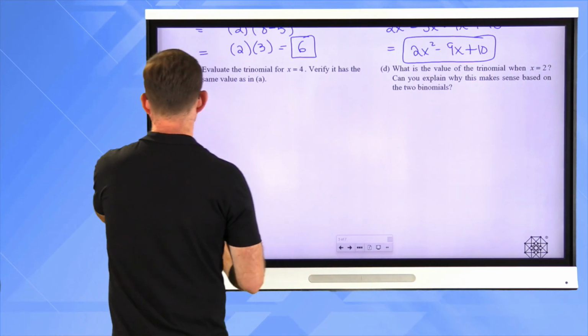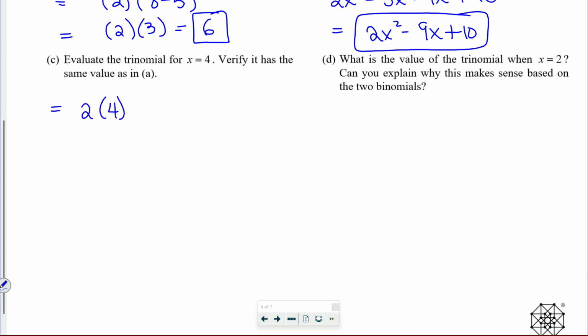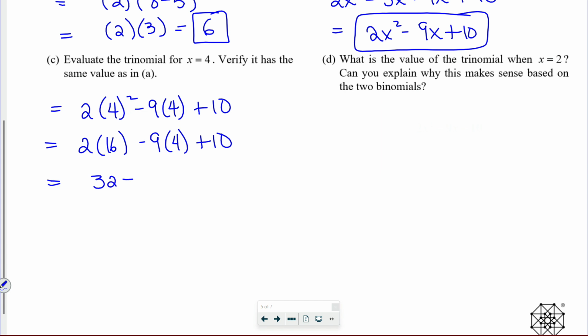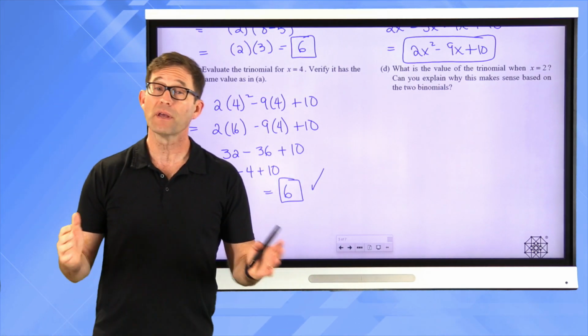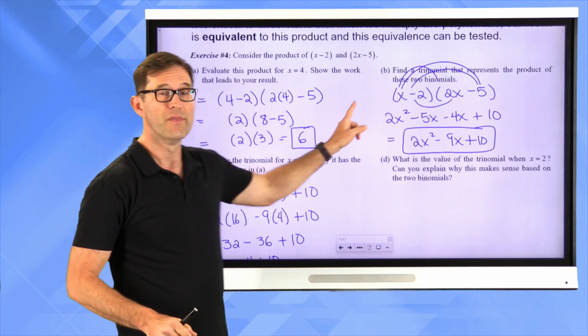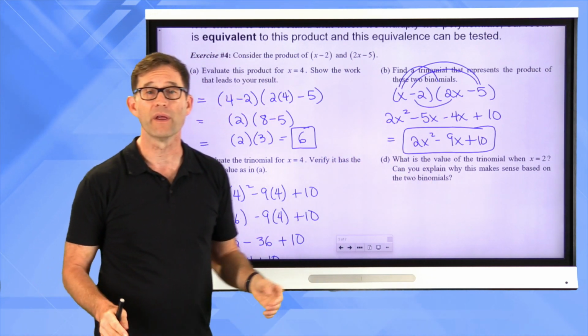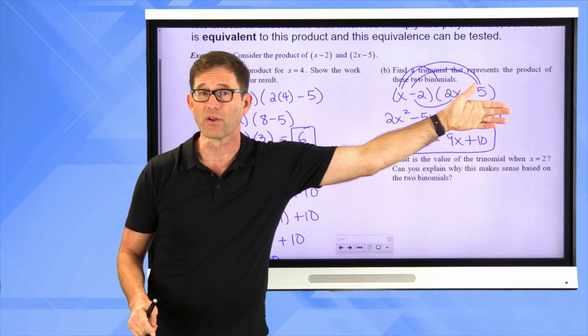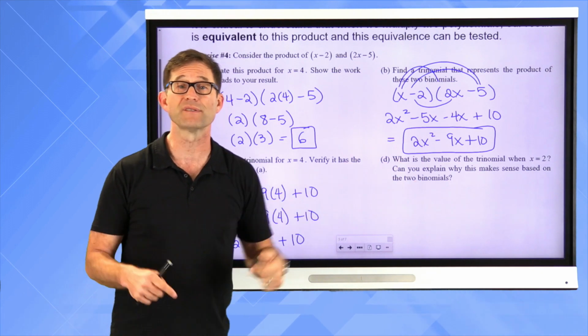All right, well, let's do it. Here we go. 2 times 4 squared minus 9 times 4 plus 10. That's going to be 2 times 16 minus 9 times 4 plus 10. 2 times 16 is 32. 9 times 4 is 36 plus 10. 32 minus 36 is negative 4, plus 10, and that gives me 6. And that is what I should have gotten. Because again, the idea is that this product and this trinomial are equivalent. So if I plug something in here and I get a particular answer, and I plug the same number in here, I should get the same answer.